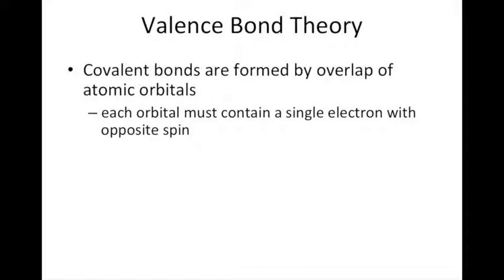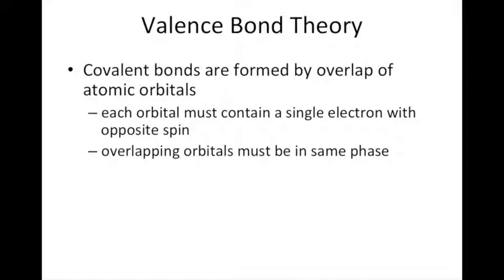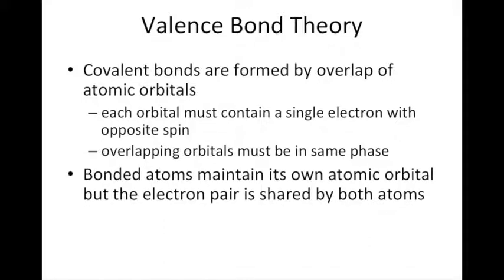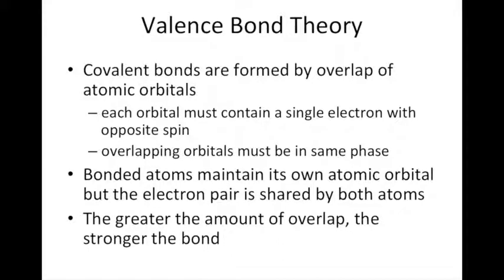Each orbital must contain a single unpaired electron, and the two orbitals must have electrons with opposite spins. The overlapping atomic orbitals must be in the same phase, and the bonded atoms, the two atoms that are forming the covalent bond, maintain their own atomic orbitals, but the electron pair is shared by both atoms. Furthermore, the greater the amount of overlap between the two atoms, the stronger the covalent bond.